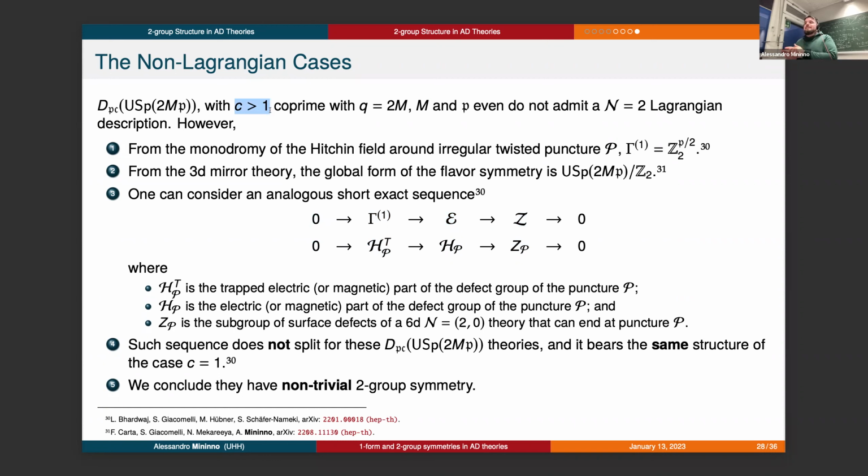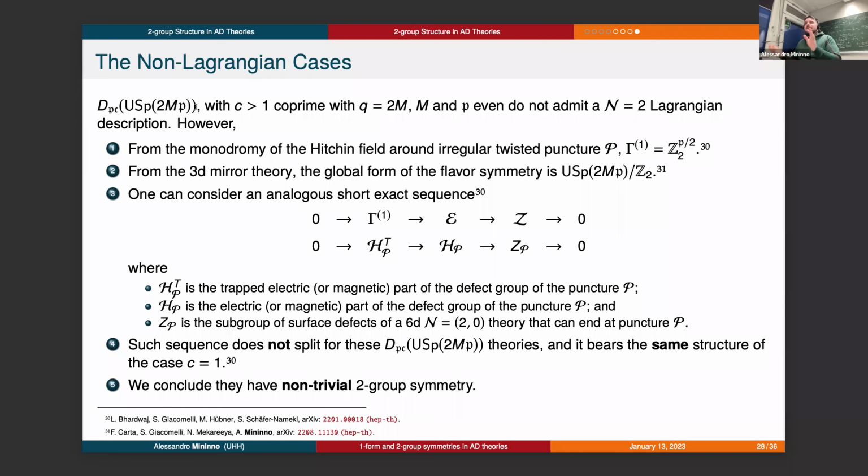And indeed, it has the same structure as the theory that has C equal 1. So we concluded that there is a non-trivial two-group symmetry, but we are also gaining more insight. We are finding that the structure we found for a theory that was Lagrangian, so the case of C equal 1, reproduces itself also when you consider more general theories, which can be related to the Lagrangian theory in a non-trivial way. So this is our motivation for how the two-group structure arises in Argyres-Douglas theory.